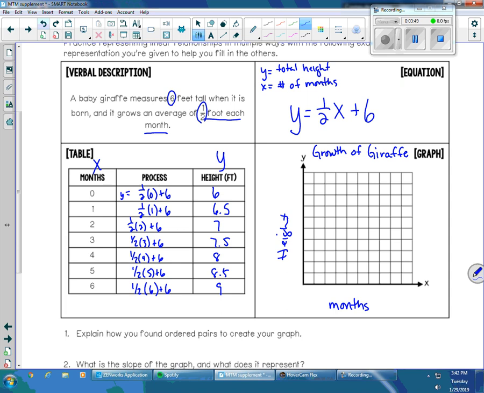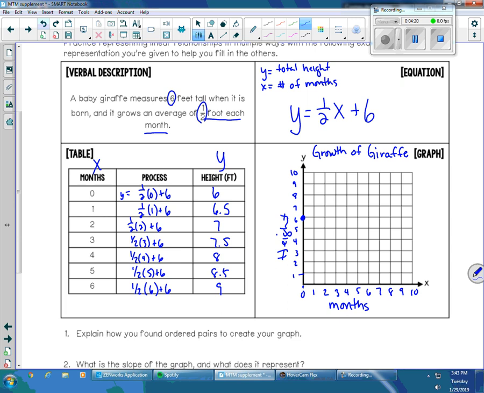So at 0, okay, so let's just label this up. This is 0, 1, 2, 3, 4, 5, 6, 7, 8, 9, 10. I can go up to 10 months on this particular graph. And then my height, I'll go by ones here too. That's probably the easiest. So 1, 2, 3, 4, 5, 6, 7, 8, 9, 10. So at birth, he was 6 feet tall. So my y-intercept is at 6.